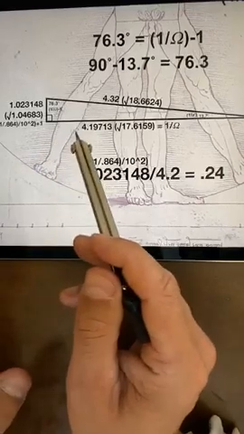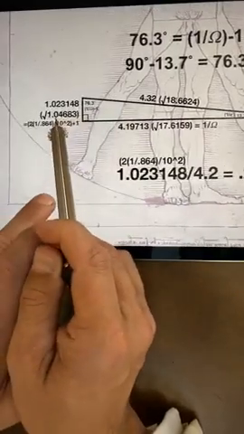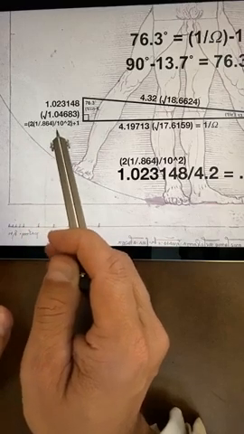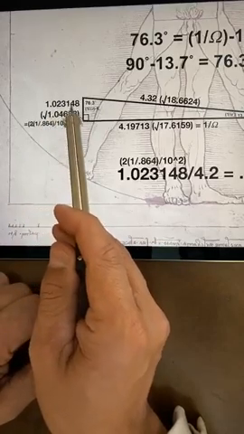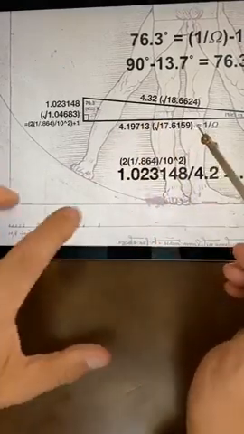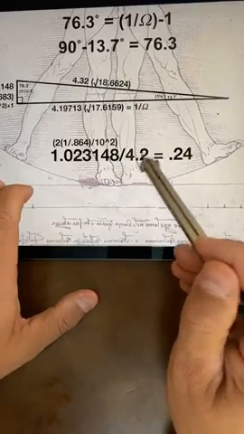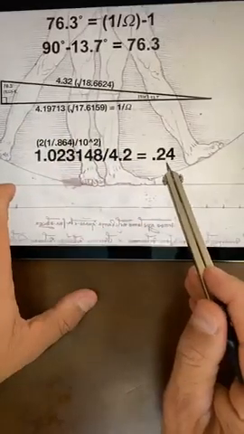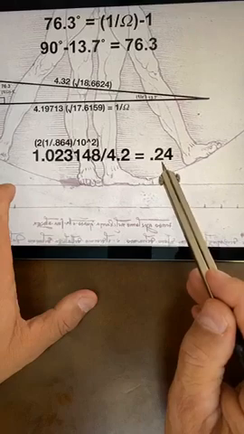Now, interestingly enough, if I take the sine value of this to solve this value over here, it comes out to be exactly 2 over 1 over 0.864 divided by 10 to the second power plus 1, which ends up being 1.023148, which is the exact same value that showed up earlier when I decided to use 1 as my radius value. And then when I divide that by 4.2, just under 4.2, it gives me 2.4. So I've got this interesting 24-42 relationship, and the prime number pattern is based on 24.